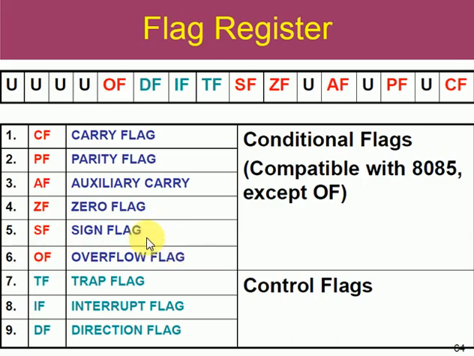Here the trap flag is used for single step execution. It can execute line by line, like an interpreter. And then the interrupt flag is set when the microprocessor gets an interrupt, otherwise the microprocessor executes the instructions line by line. And then the OF overflow flag. After calculating an arithmetic or logical operation, if the result is too high or too low it is set, otherwise reset.